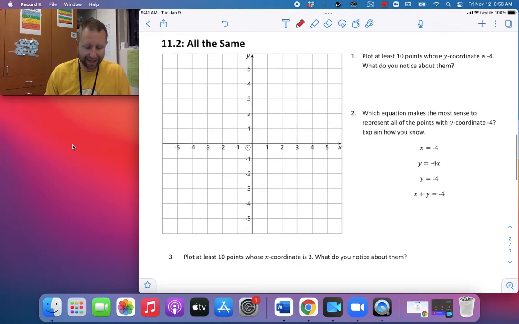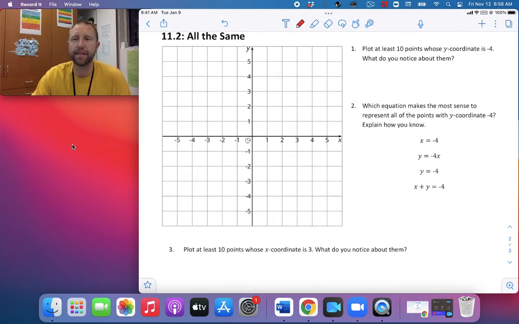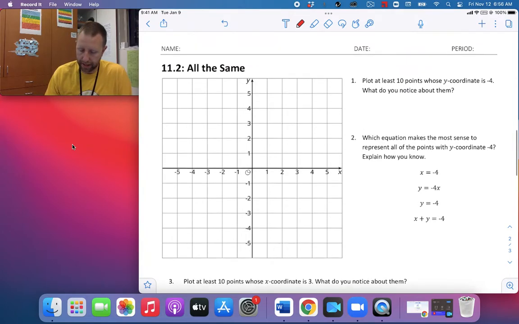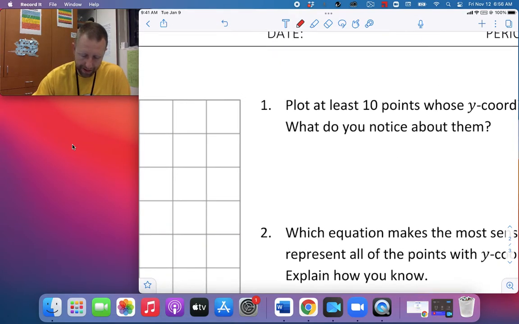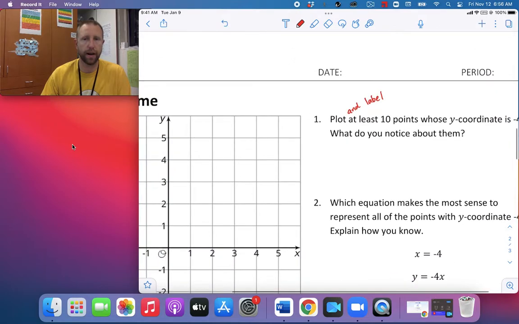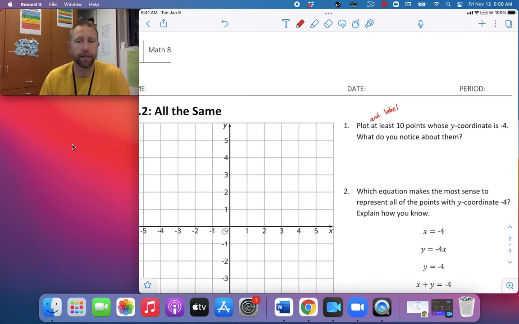Our first activity past this starter is, looks like we've got a graphing activity here. It says all the same. So I'm on page 45 now. It says plot at least 10 points whose y-coordinate is -4. Okay, I'm going to go ahead and change that for you to say plot and label. All right, I want you to actually write out the ordered pairs that go along with these points that you plot.